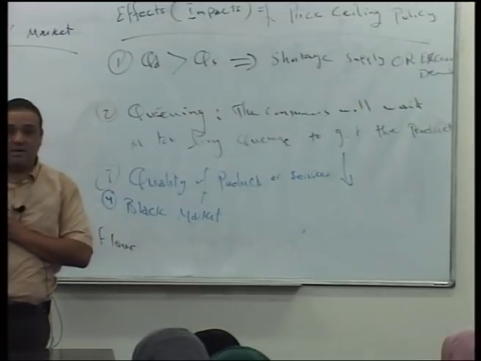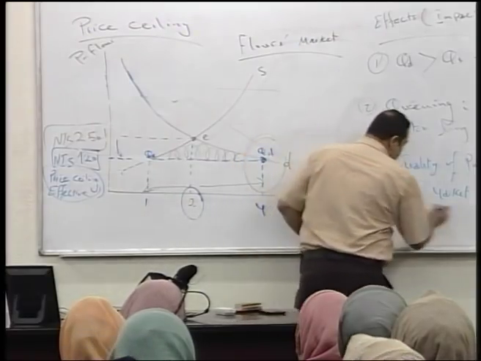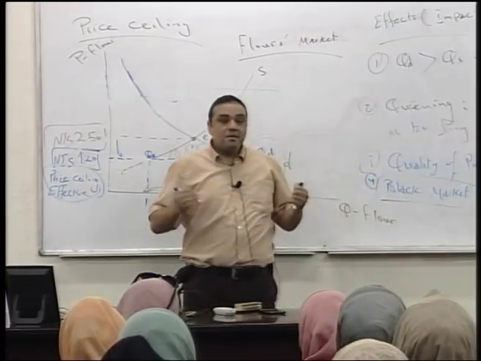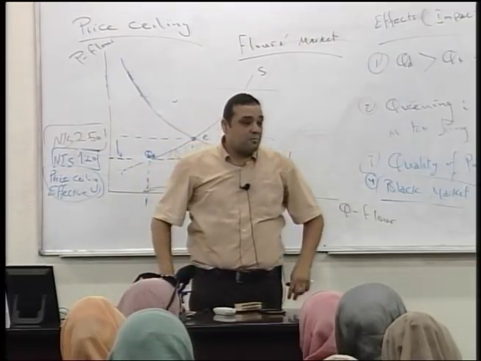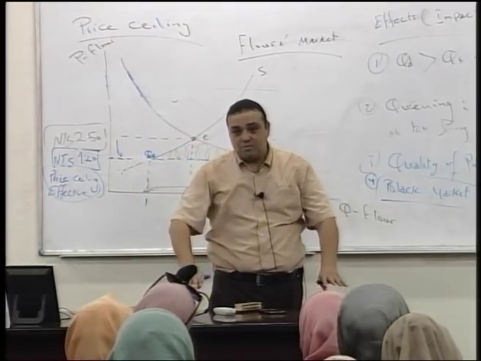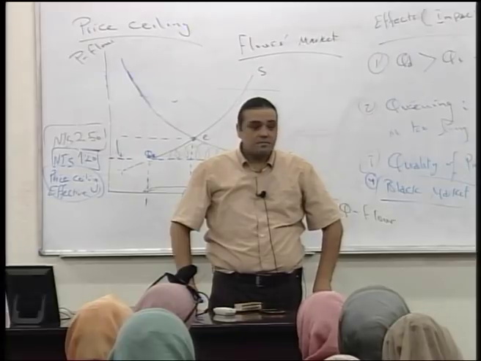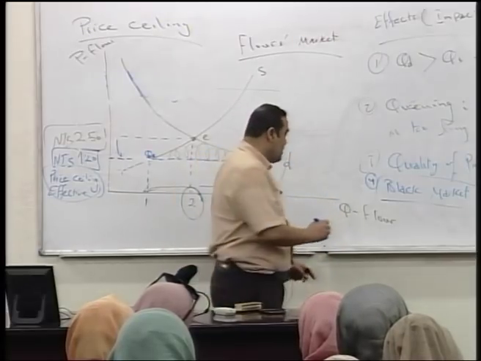So the black market here occurs due to the price ceiling policy. The black market here means that the seller will sell the products at a higher price than the price ceiling, but underground. Okay? Number five.